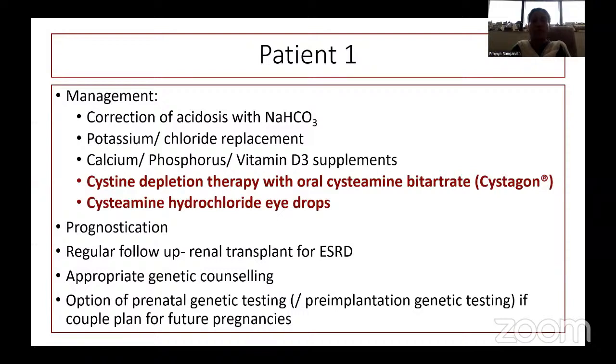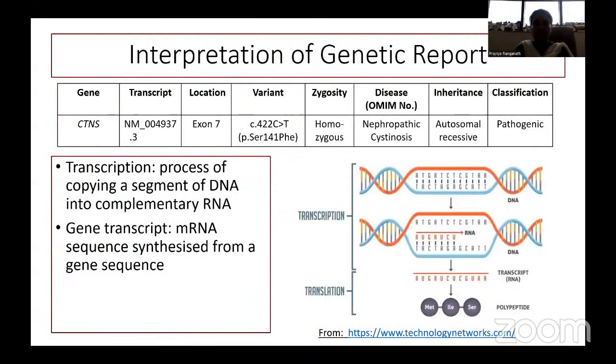So you can also give a proper prognosis and do a regular follow-up for the child. Of course, if they're given cysteamine from an early age and appropriately, the age of onset of ESRD can be significantly delayed. But if they end up in ESRD, renal transplant may eventually be required. Then with the proper diagnosis, you can do appropriate genetic counseling of the family, and you can offer the options of prenatal genetic testing or even pre-implantation genetic testing if the couple plan for any future pregnancies. So that was about this child.